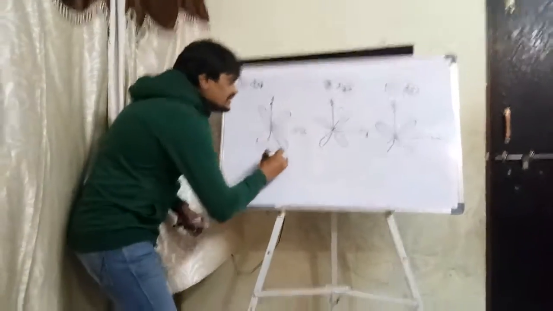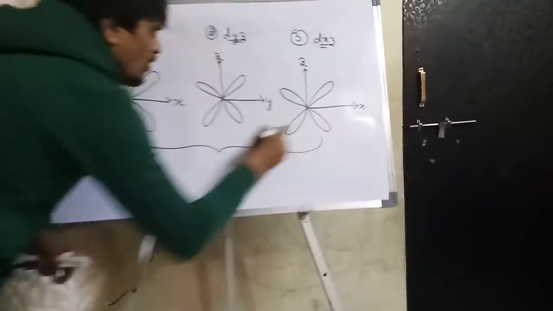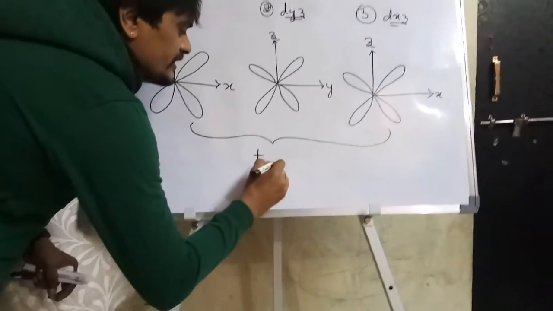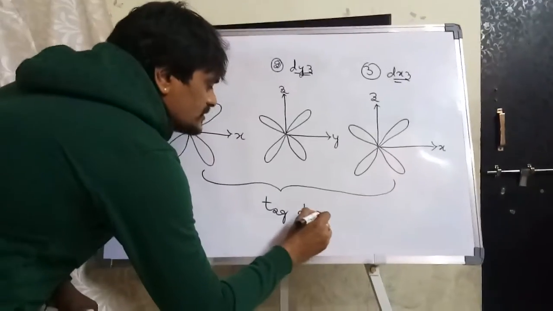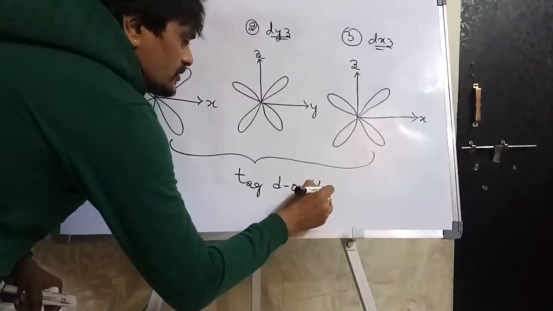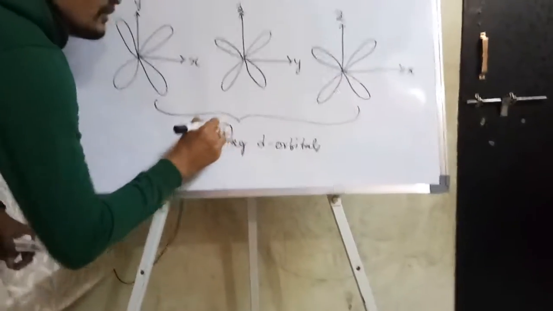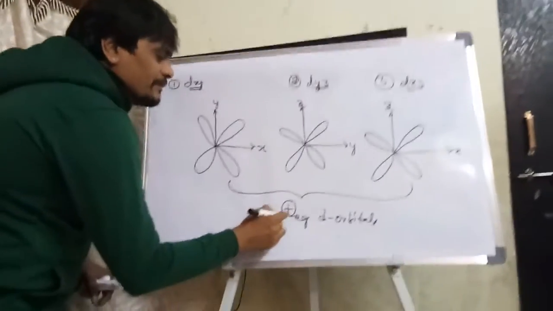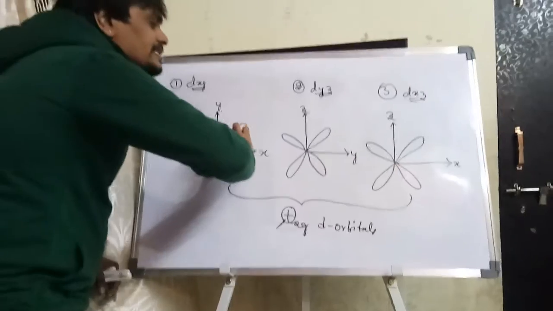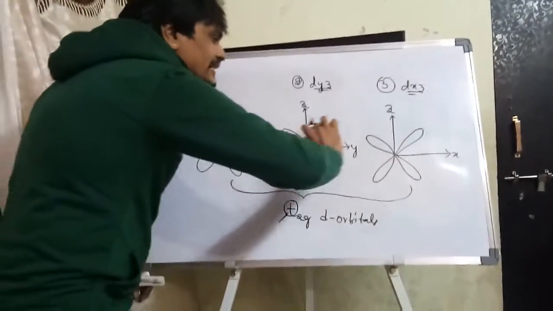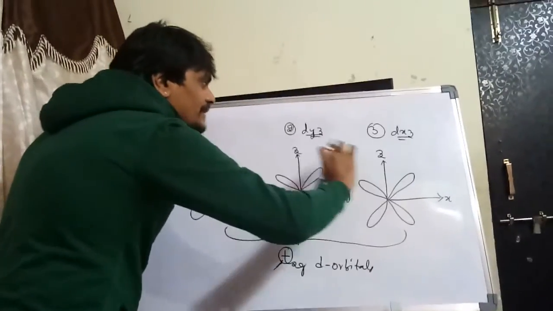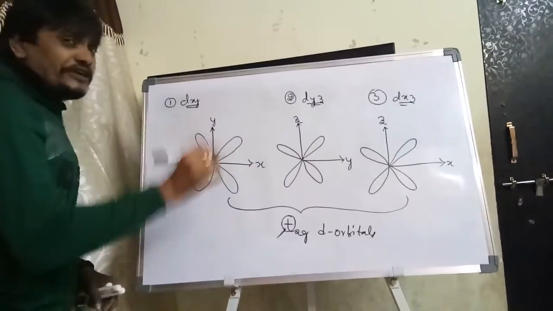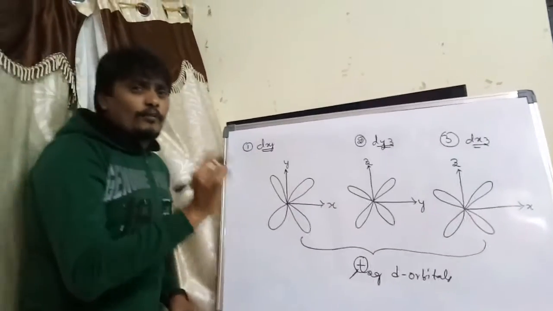And this particular set of d orbitals are the T2g d orbitals. T2g d orbitals, I have already discussed that. T stands for triply. As there are 3, it is called triply. And the energy associated with these 3 d orbitals is one and the same. That is the reason these are called triply degenerate d orbitals.